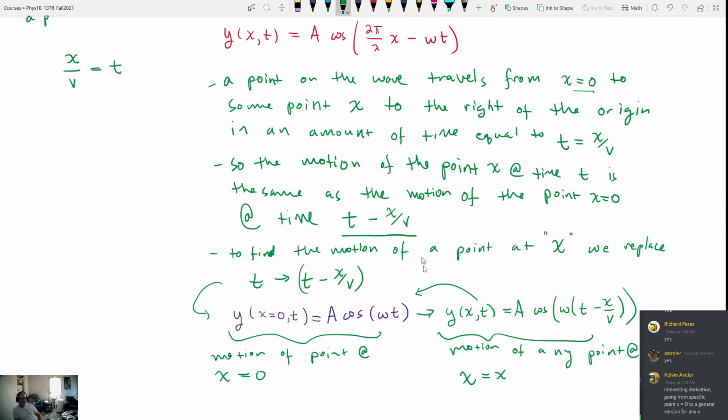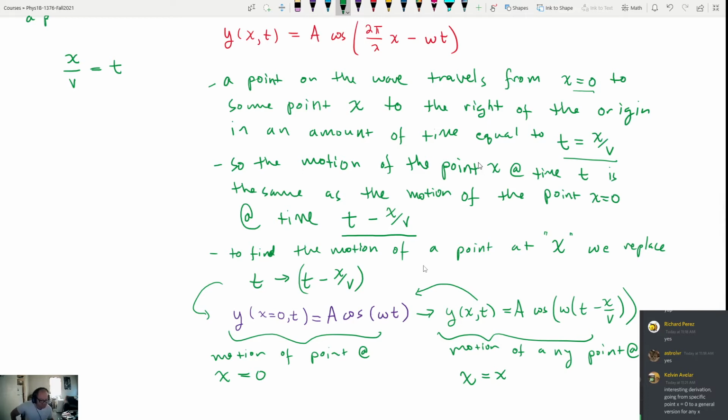The idea is that you have to go through each step here, but if it's true that the motion of the point x at time t is the same as the motion of the point x equal to 0 at time t minus x over v, which seems reasonable, right? Because the point 0 moves to this point, at this time, sorry.